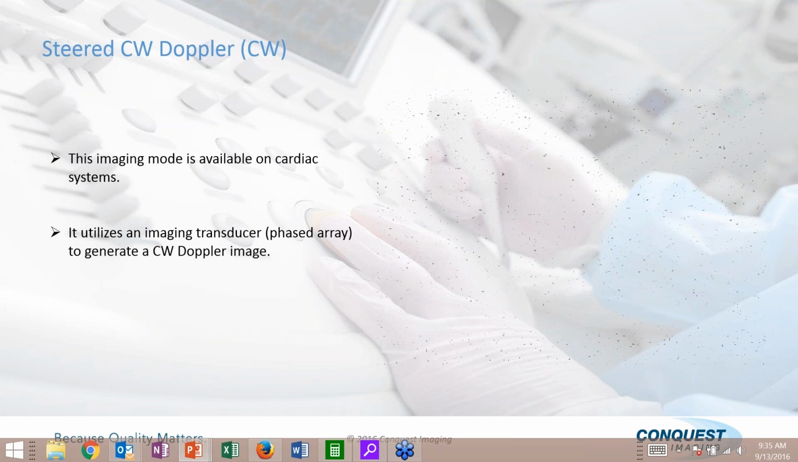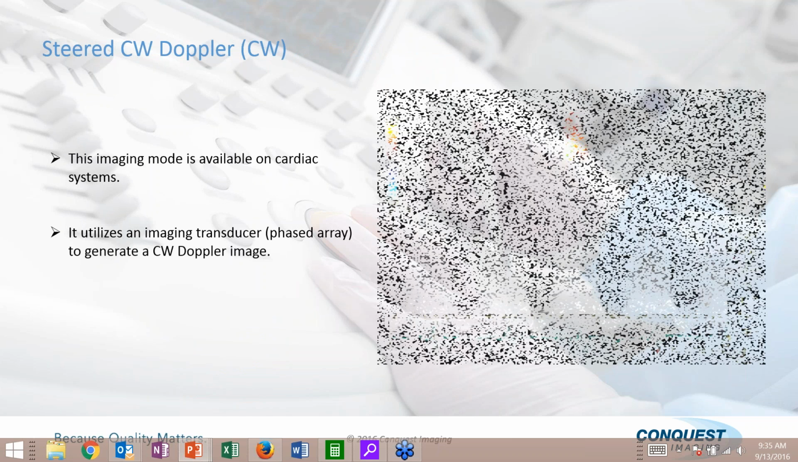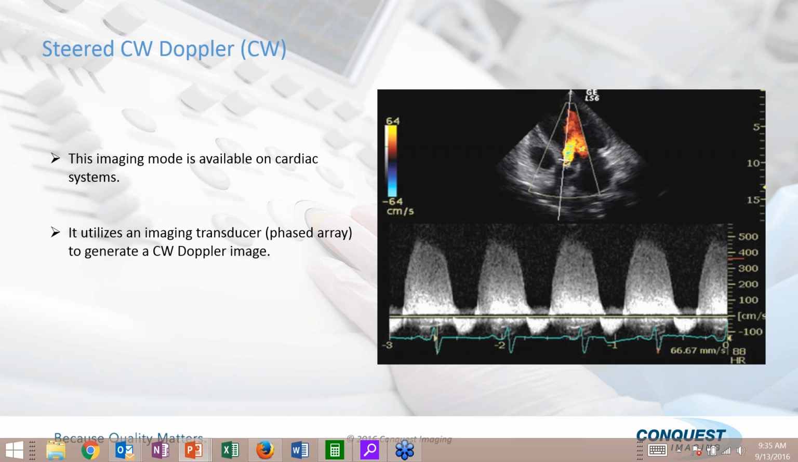And then we have something called steered continuous wave. Steered continuous wave is typically used for cardiac applications, and this is a Doppler where we're doing Doppler while we're viewing the heart. And so we have a nice 2D image, we have a color Doppler image, and we have a continuous wave Doppler image down here.